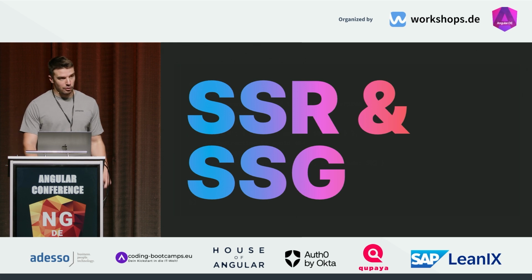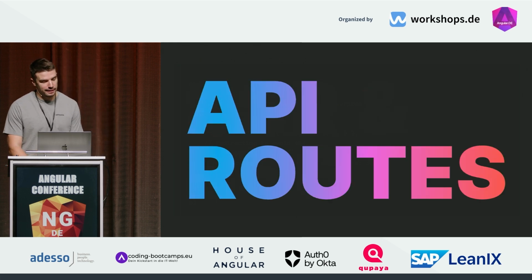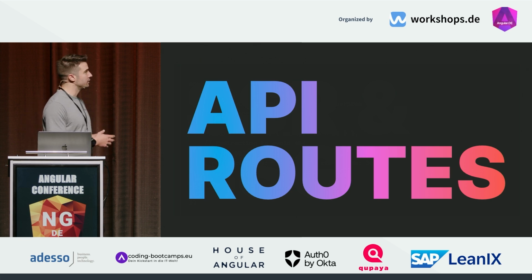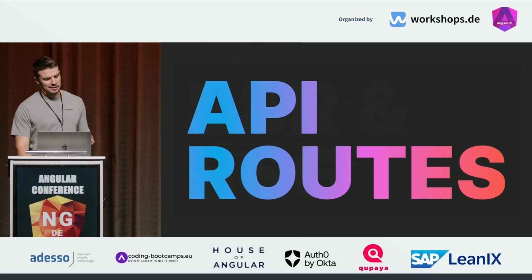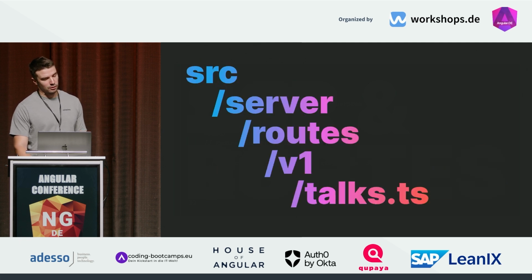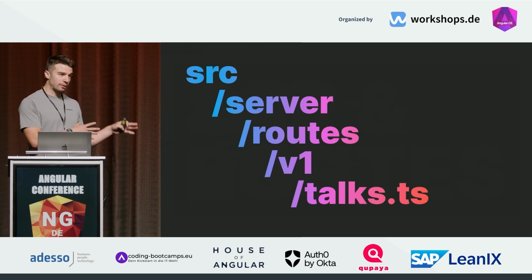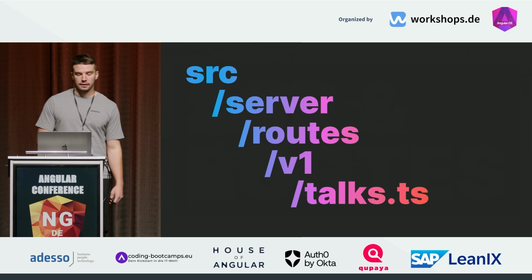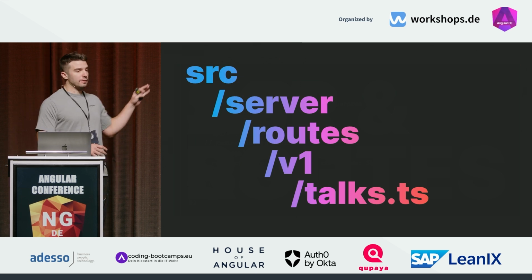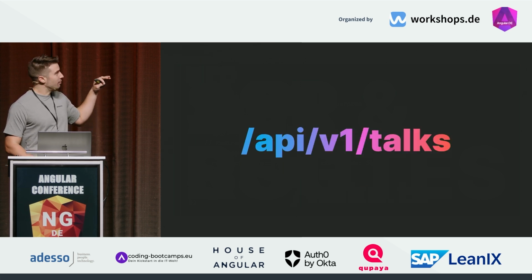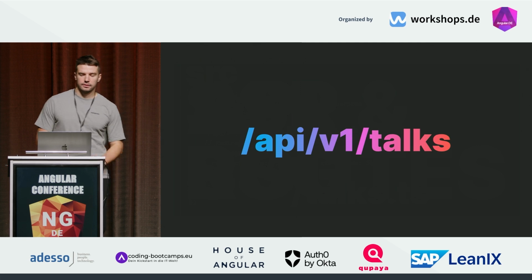But we all need an API, right? And Nitro doesn't only render your Angular pages, but it allows you to create your own API routes. And it's very easy because it's the same source directory that you create your Angular application in. You just create a server folder. Inside of the server folder, you create a routes folder. And then we're going to use that folder structure and those file names to actually translate that into your API routes.